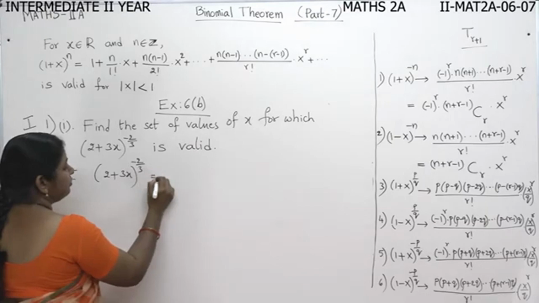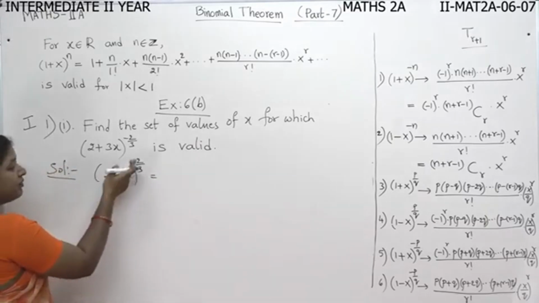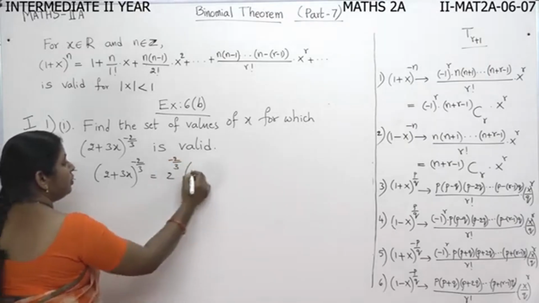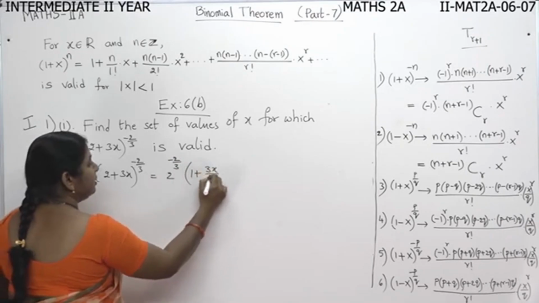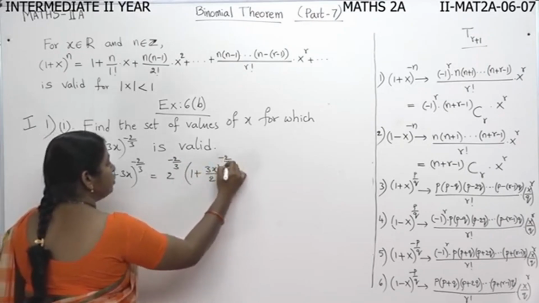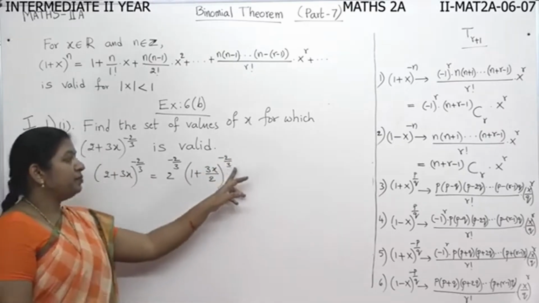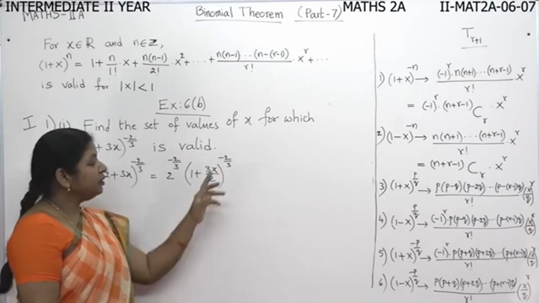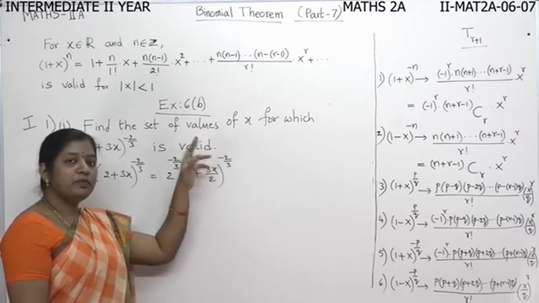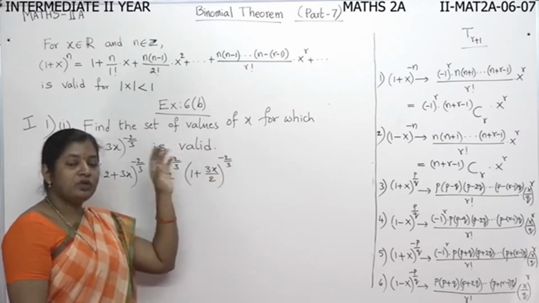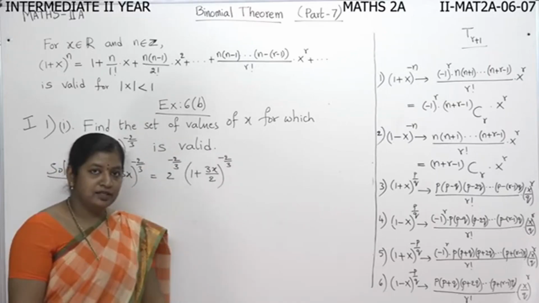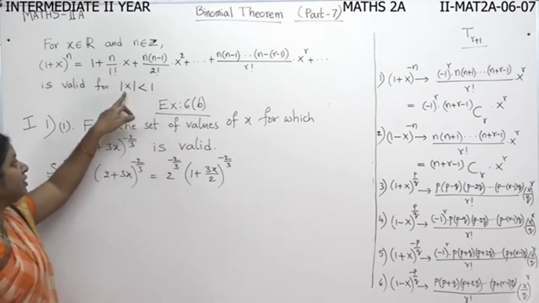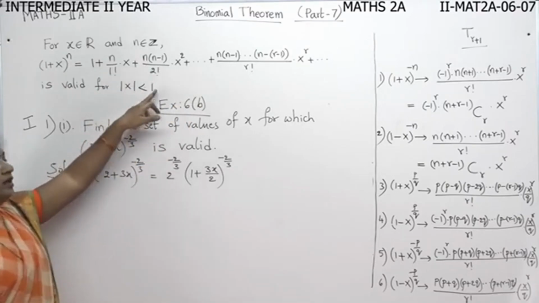How can we write this? If we take 2 outside, it comes out with the power, so 2 to the power of minus 2 by 3 into 1 plus 3x by 2 to the power of minus 2 by 3. Here this power is a rational number. Whenever the power n in 1 plus x to the power of n is a rational number, it will be an infinite series, and we have just seen that the infinite series is valid when the modulus of x is less than 1.